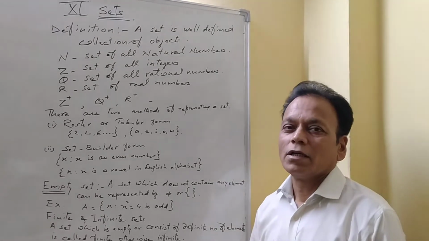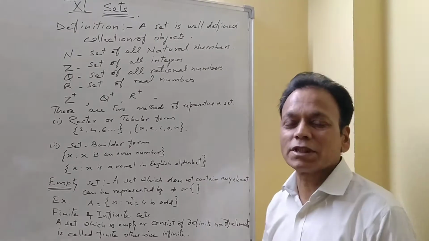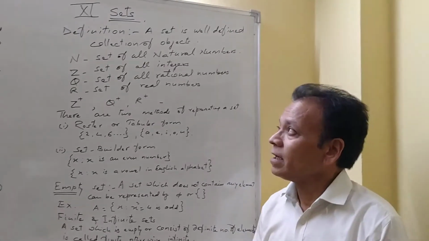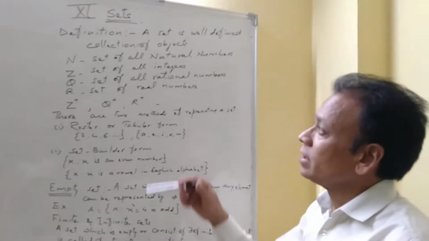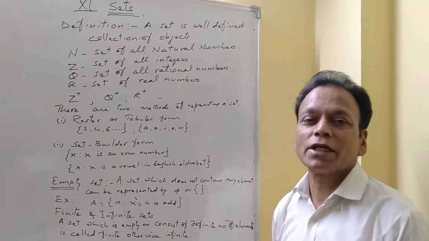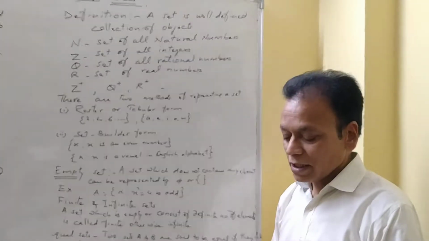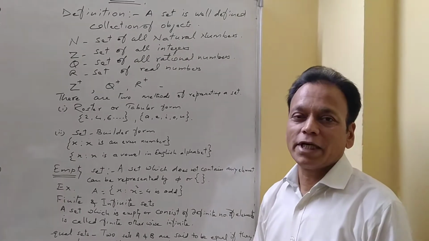Students, now 11th class mathematics, and the first chapter is sets. What is a set? The definition is: a set is a well defined collection of objects. What do you mean by well defined?